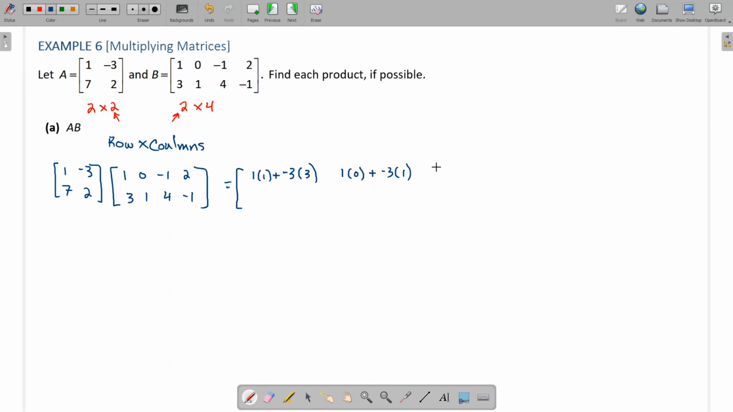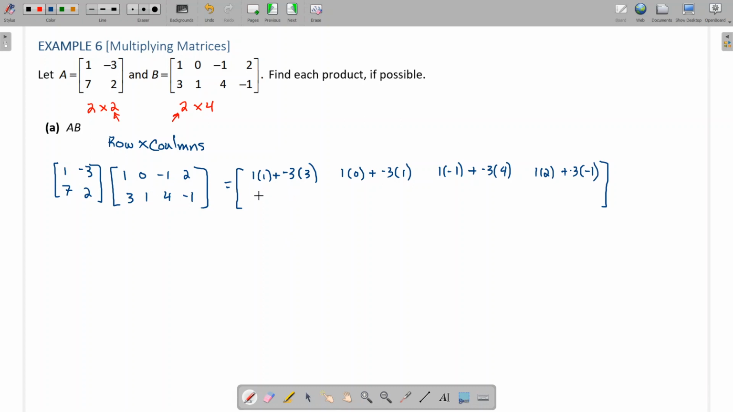Okay, so that's going to be 1 times negative 1 plus negative 3 times 4. And then now on to the final one. It'll be this row by this column here. So let's flip that around, doesn't matter, but just to be consistent here, 1 times 2 plus negative 3 times negative 1. Alright, all of that was just for the first row.